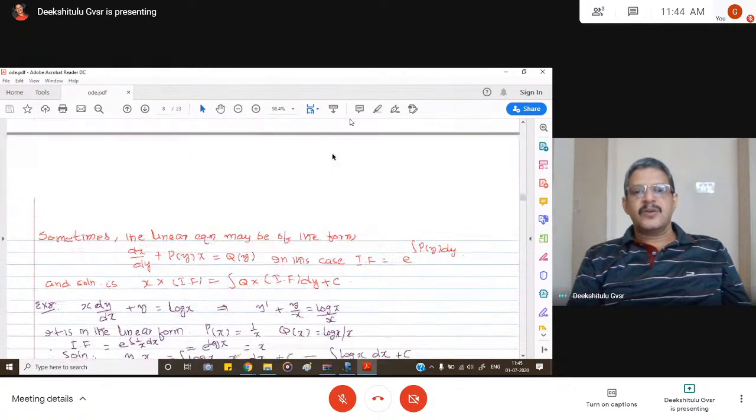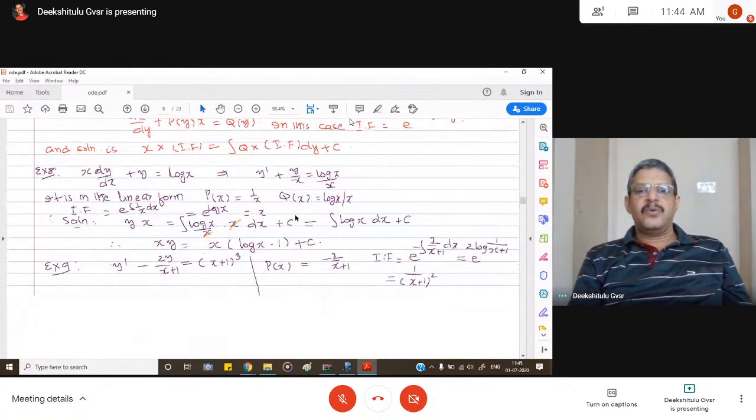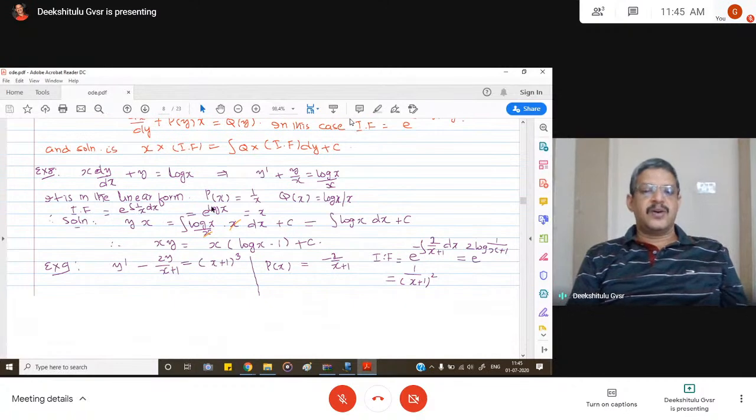What is p of x? The coefficient of y is 1 by x. q of x is log x by x. So the integrating factor is e power integral p of x dx, e power integral 1 by x dx. Integral 1 by x dx is log x, so e power log x, which is x. So the integrating factor is x.